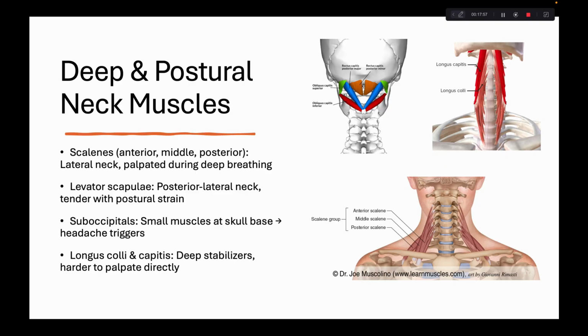Some of our deep and postural neck muscles are here. First, the scalenes. The picture of the scalenes is going to be on the bottom. The scalene group consists of an anterior, a middle, and a posterior scalene. Scalenes are lateral neck muscles, so they're on the sides here, and you can palpate them easily during breathing.